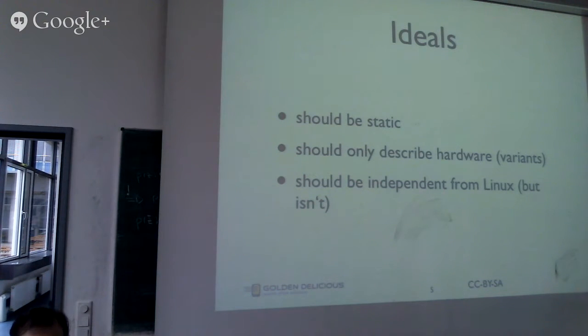And the goal is that it should be independent from Linux. So it should not be a Linux device tree, but it should be a device tree that describes the hardware, so that this description is open to any operating system. That's the goal. At the moment it isn't completely, in some aspects it is, in others it isn't, but that's something the device tree maintainers and policy makers keep in mind.